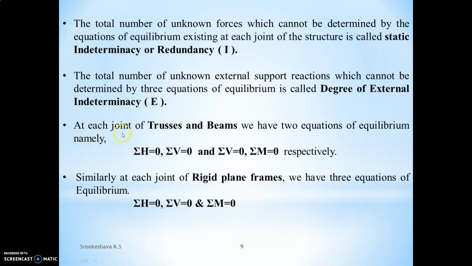Next, at each joint of trusses and beams we have two equations of equilibrium. For trusses we have sigma H equals 0 and sigma V equals 0. For beams we have sigma V equals 0 and sigma M equals 0. Similarly, at each joint of rigid plane frames we have three equations of equilibrium: sigma H equals 0, sigma V equals 0 and sigma M equals 0.